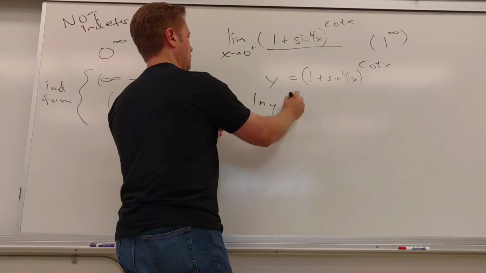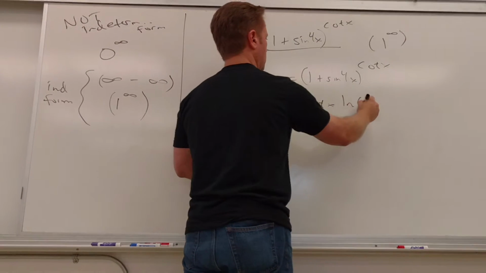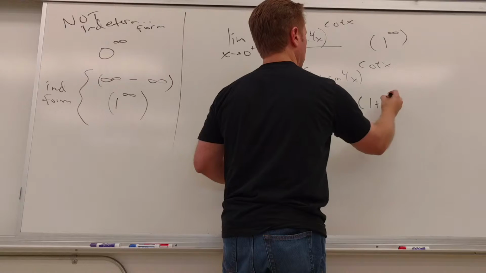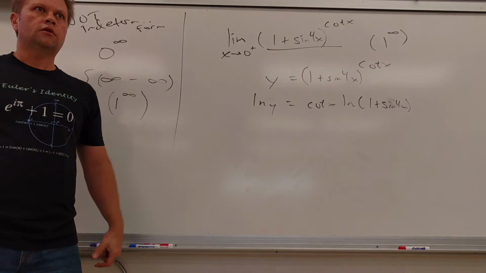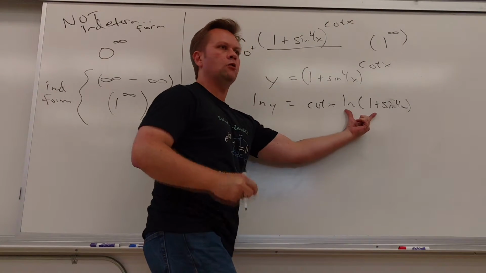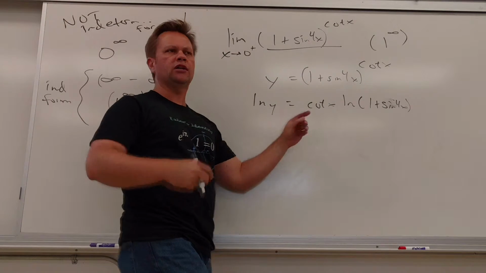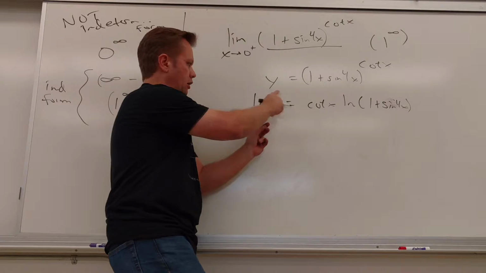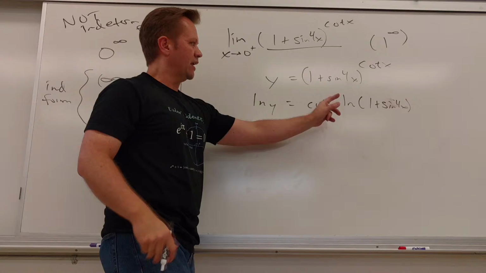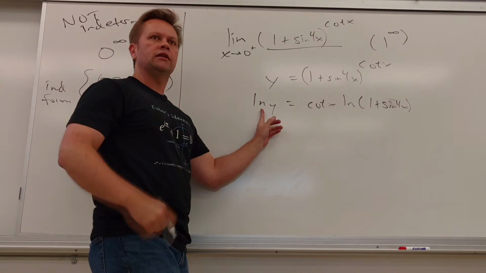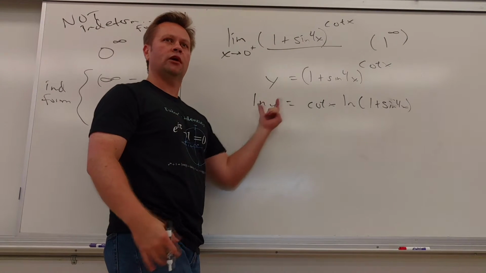So what's the natural log of that? Cotangent x times the natural log. Got it. Right? So you apply the limit to this, and whatever answer you get, you have to raise e to it to get y back. We're not doing derivatives. You understand? We're not going to do 1 over y times y prime. We're not taking derivatives. We're applying a limit. So whatever the answer I get to this is, I've got to raise e to it to kill this ln. The answer I'm going to get is going to be the ln of what I want.